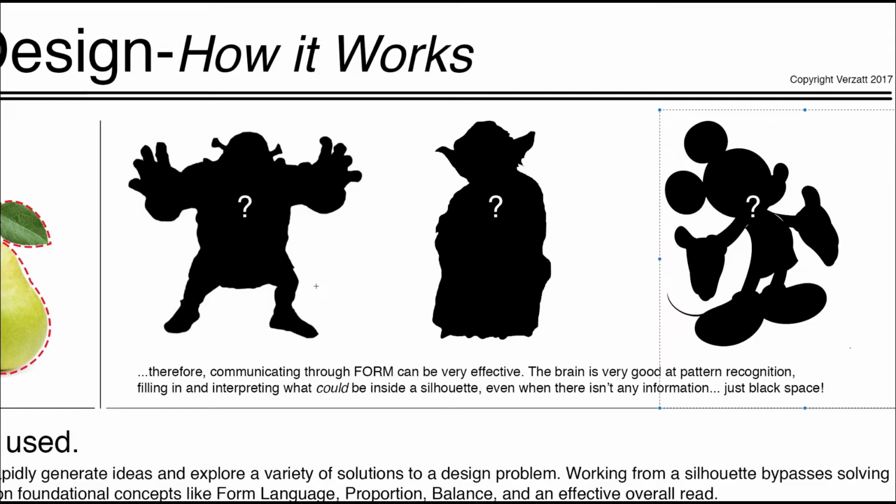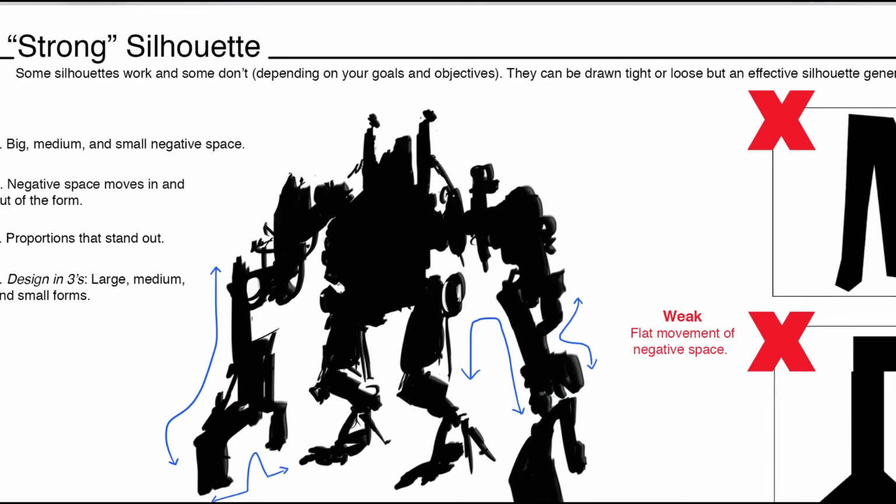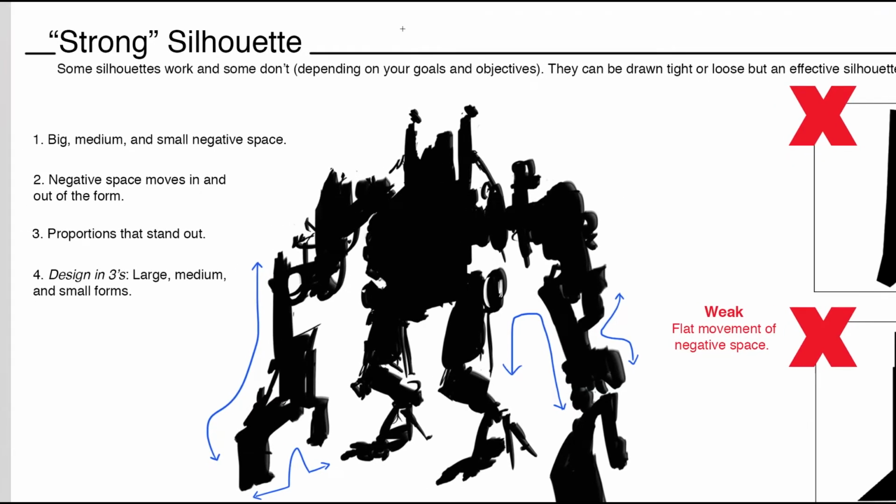Great attention to detail and thought was put into how they designed these silhouettes. For example, look at Shrek. He's got a small head, tiny little legs, and big, huge arms and a big torso. Let's look at what's called a strong silhouette. So not all silhouettes are equal. Some silhouettes work and some don't.